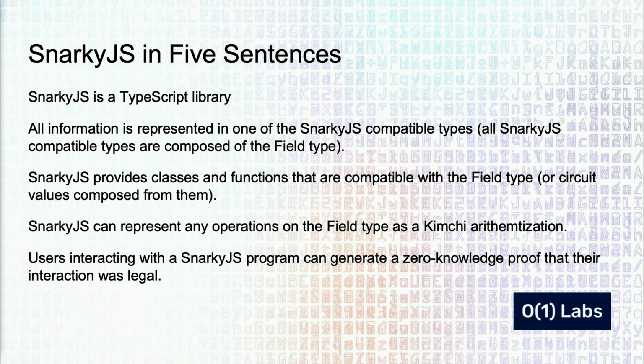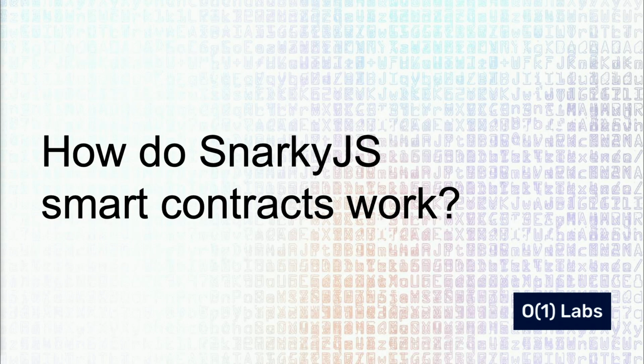SnarkyJS provides classes and functions that are compatible with the field type or the circuit values that are composed from them. It can represent any operation on the field type as a Kimchi arithmetization. So anything that you do in SnarkyJS can become a part of this arithmetization, and then it can be proved. So when a user interacts with the SnarkyJS program, they can generate a zero-knowledge proof that their interaction was legal.